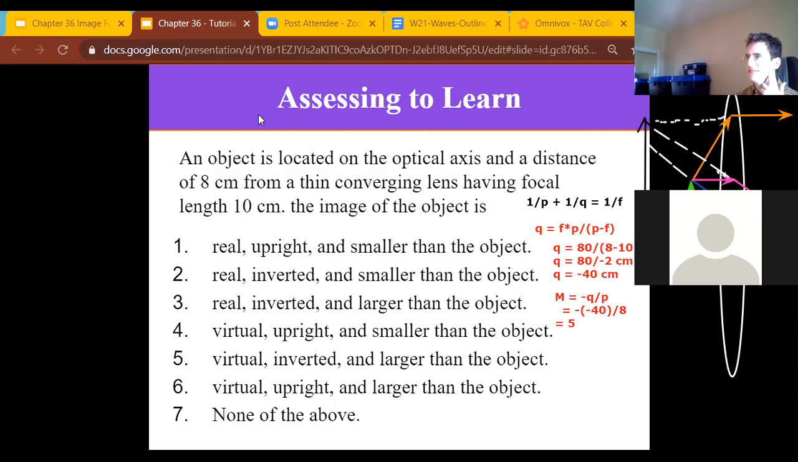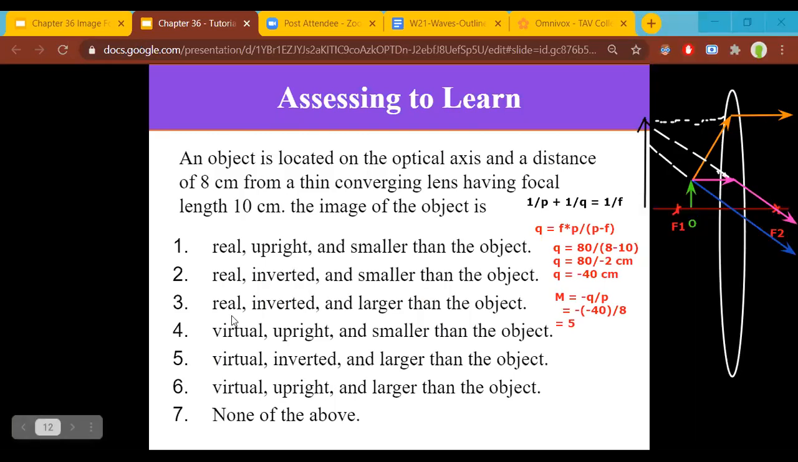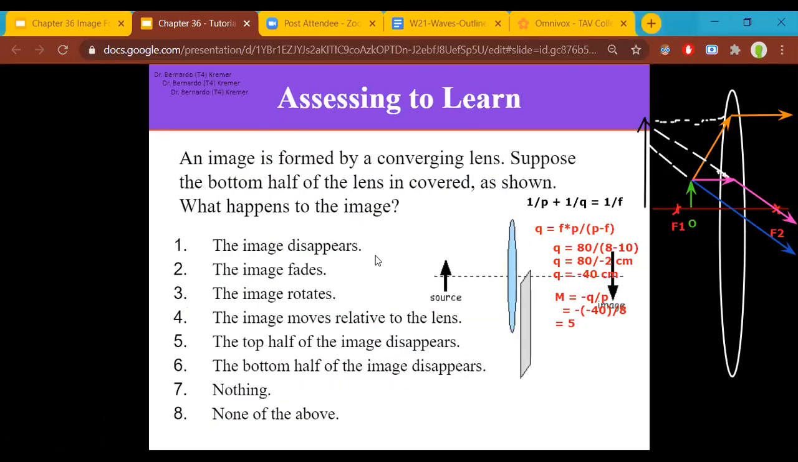So does this ray diagram make sense? Does anyone have any questions about ray diagrams? Okay, you're probably going to have to do one for the assignment coming up. Just with a ruler, it's usually not too much of a hassle.